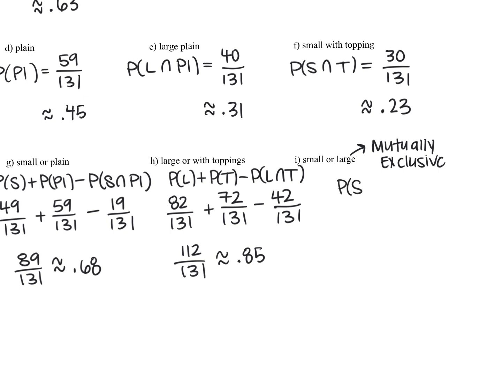So I can do the probability of small plus the probability of large. So I get 49 over 131 plus 82 over 131, which gives me 131 over 131, which is 1. Which makes sense here. Since those are my only two options, it makes sense that when I add their probabilities together, I'm going to get 1. Because I either have a small pizza or I have a large. There's no third size. So when I add them together, I get everything.